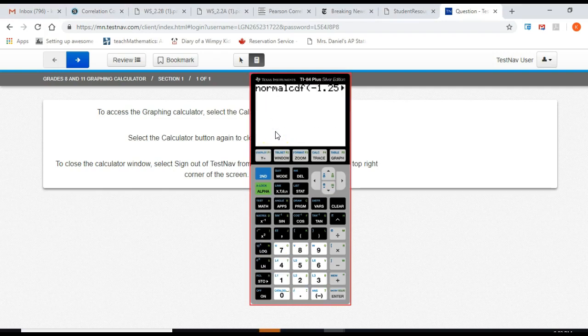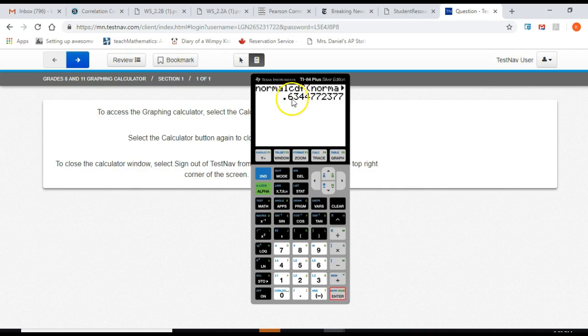Oops, I did something wrong here. Oh, you know what I did is I did a minus instead of a negative. So I'm going to change that. Hopefully that works there for us. All right, I got to go back. No big deal. Let's go to second vars, normal CDF. And I'm going to put a negative there, 1.25. All right, that should do it.